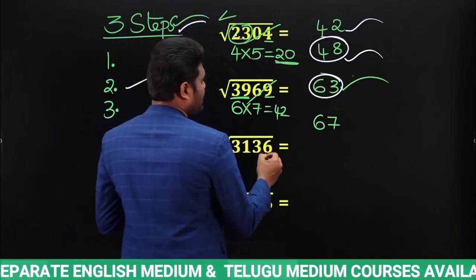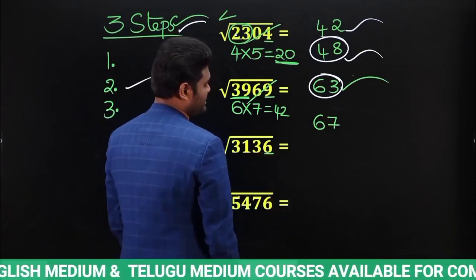Look at the next one. Here we have last digit 6. When do we get last digit 6?